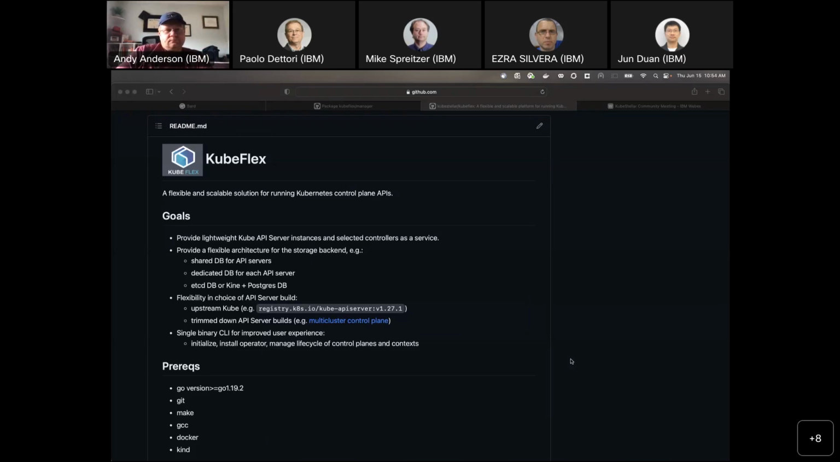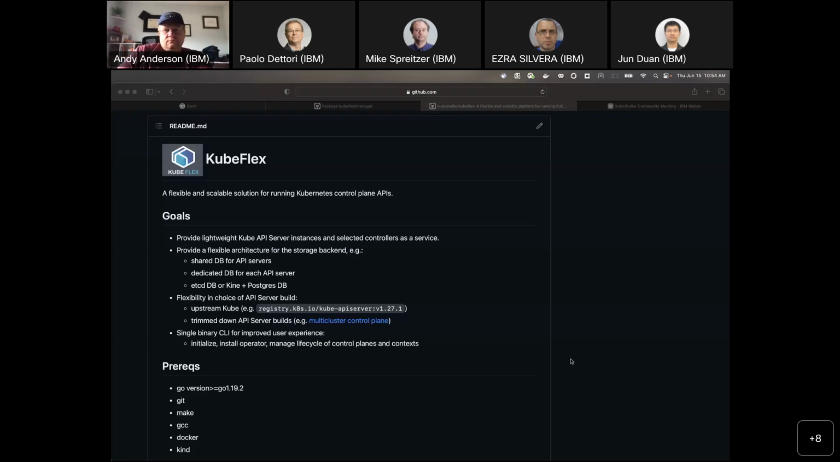So it could be the typical etcd running together with the API server and the controllers in a namespace in the hosting cluster, or it could be a shared database. And for that, we have different options. We are supporting kind plus Postgres for now for the shared database, but you could also use etcd as a shared database.